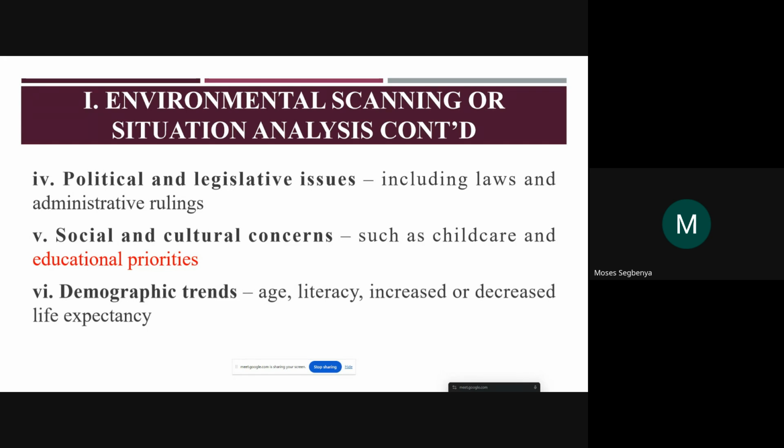Now, women are living longer than men. That's what the life expectancy is telling us. What is it that men are doing that is killing them earlier than women? Because your product will be targeting a certain group of people, so you need to have an idea about these things in the environment.